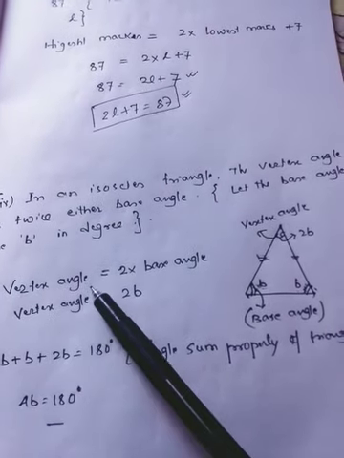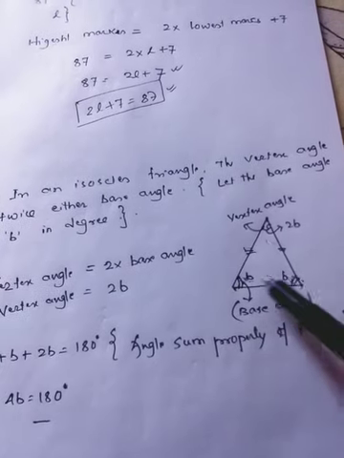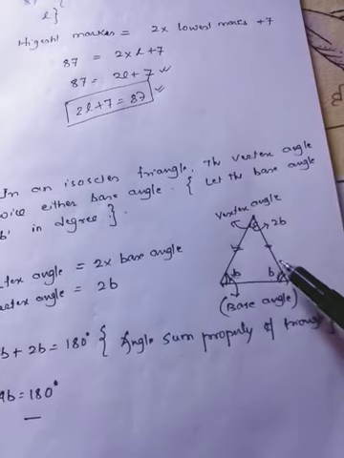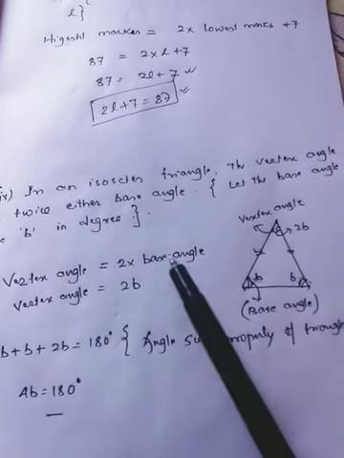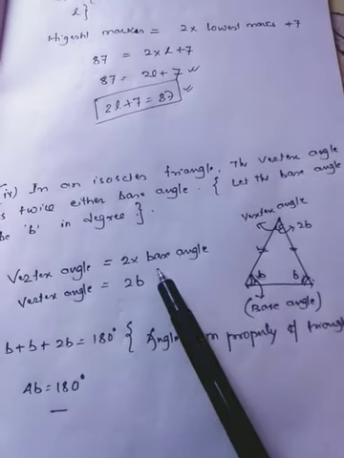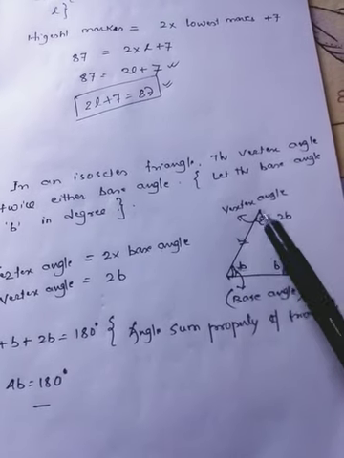That is, vertex angle would be 2 into either of the base angles. Either of the base angles, because the base angles are equal. So if this angle is twice this angle, this angle will also be twice of this angle. Okay. So vertex angle is 2 into base angle. So base angle we have to let as B. So 2 into B. So vertex angle is 2B. Okay. So base angles are B, B and this is 2B.